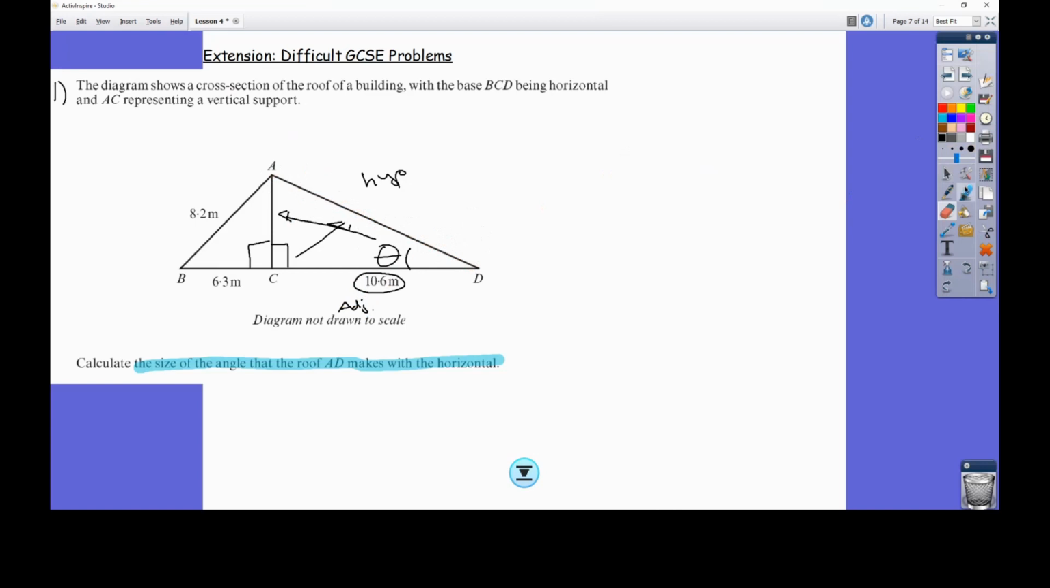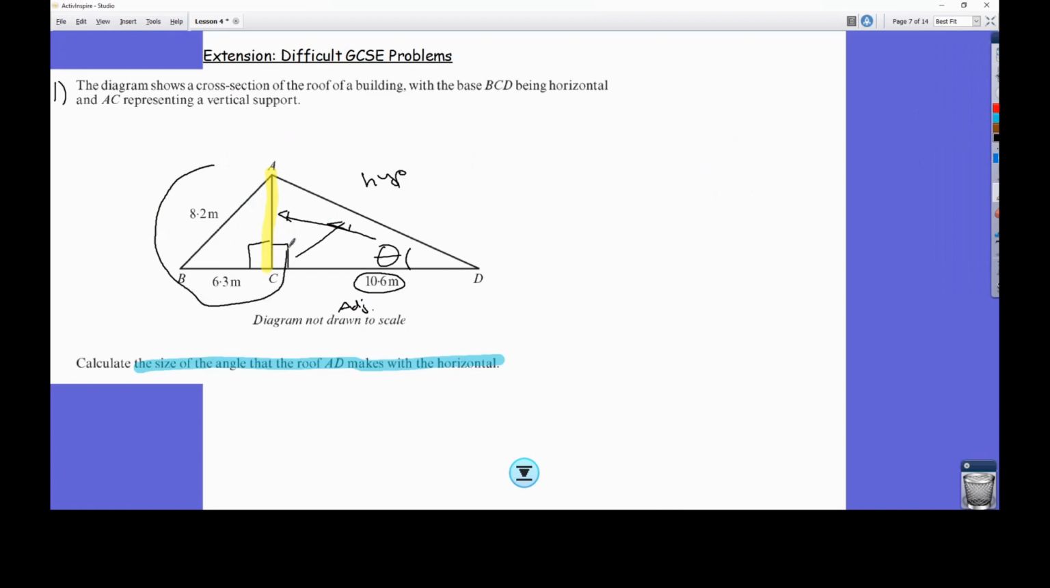So we need to think of some way to work out the side that I'm going to highlight in yellow, AC. How can we work out that side? Have a think. Hopefully some of you have realized that I can work out AC using the Pythagorean theorem, Pythagoras' theorem applied to the triangle ABC.